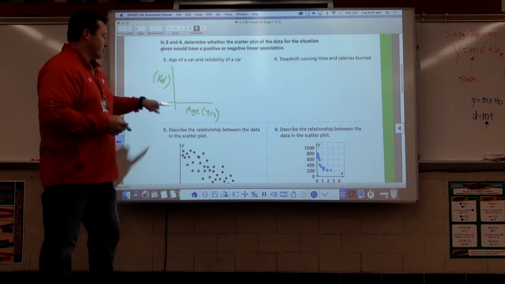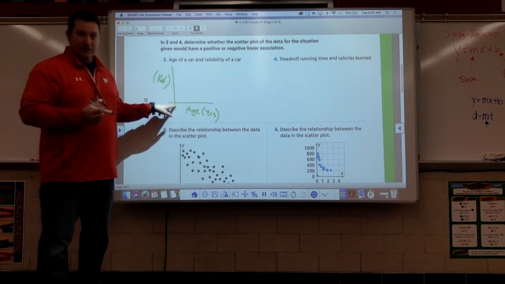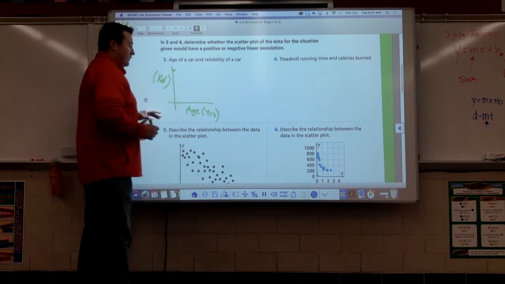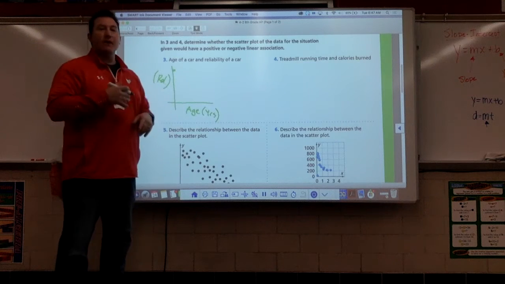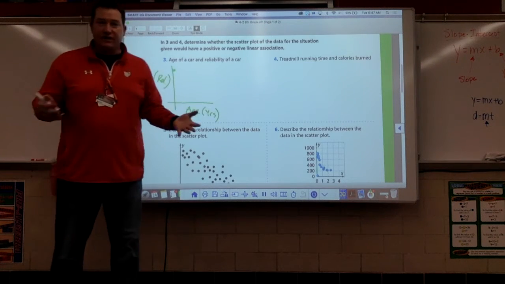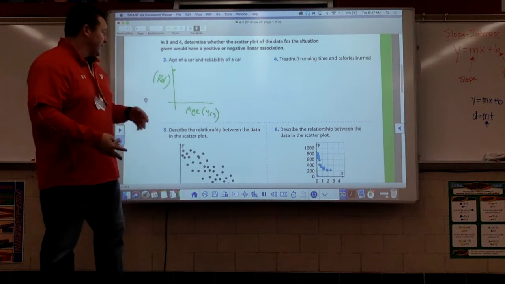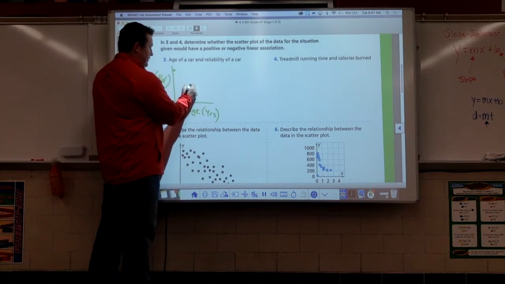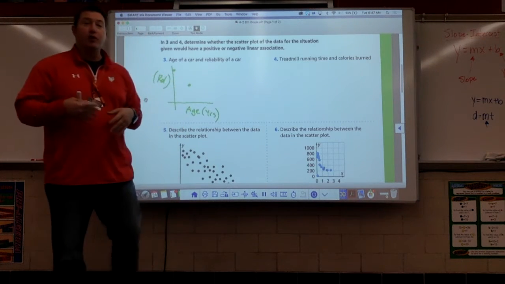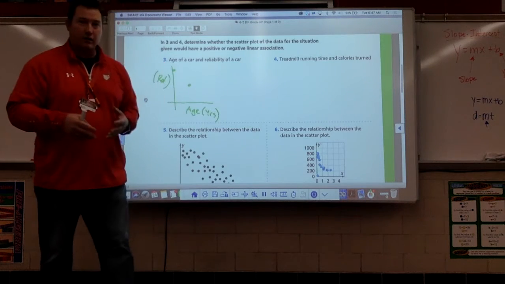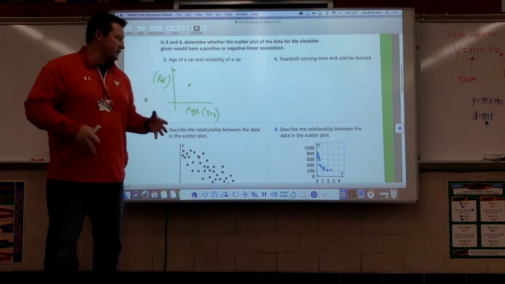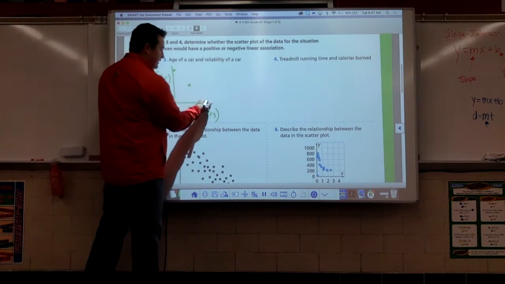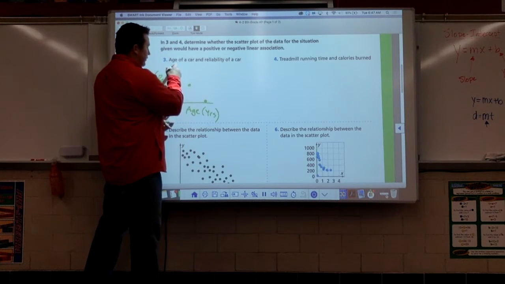Well, when the car is like 1 day old, is it very reliable? It is. Maybe it's way up here. When the car is halfway through its life, maybe 10 or 15 years in, is it as reliable as it was here? No, maybe it's about here. When the car is super old, almost an antique, almost a collector's edition, is it reliable? No, it is not. Its reliability is going down.